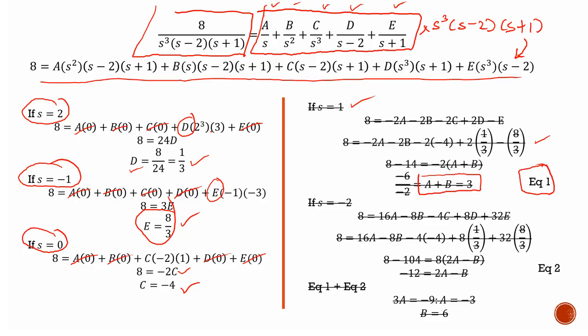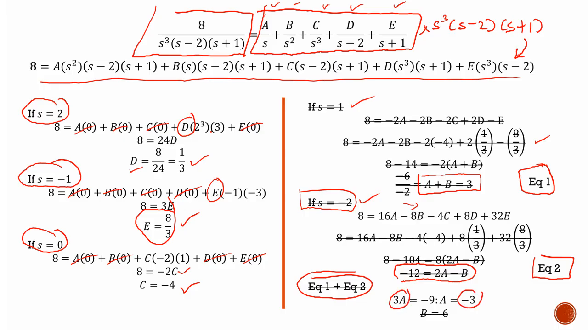Now let's put S equals 2. When you substitute the values of S equals 2 into the equation, you will get -12 equals 2A minus B. So let this be equation 2. When we simultaneously solve equation 1 and equation 2, we will find A is -3 and B is 6.